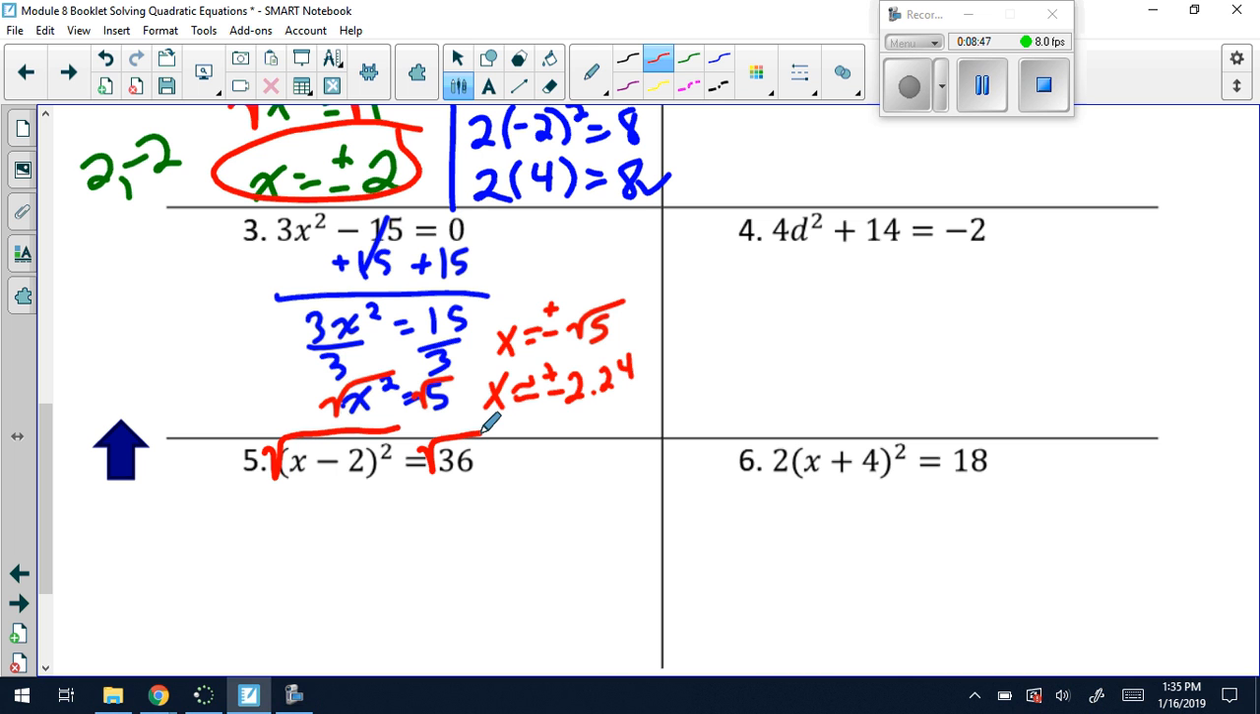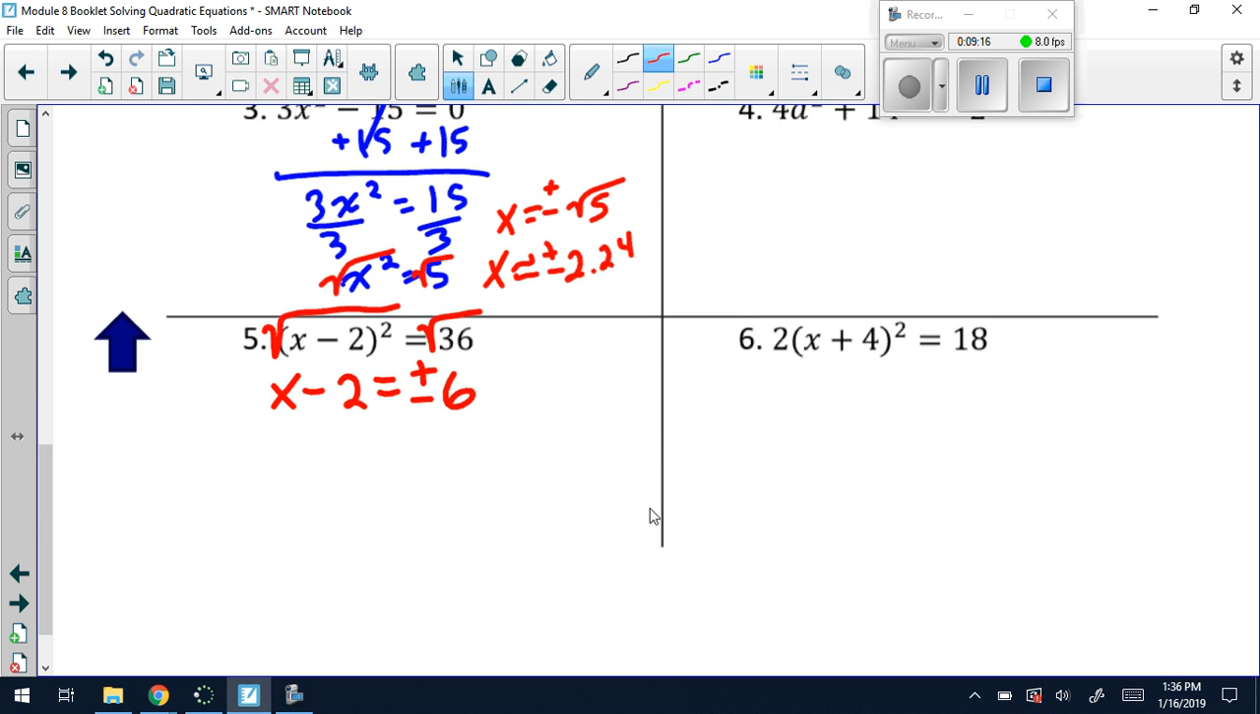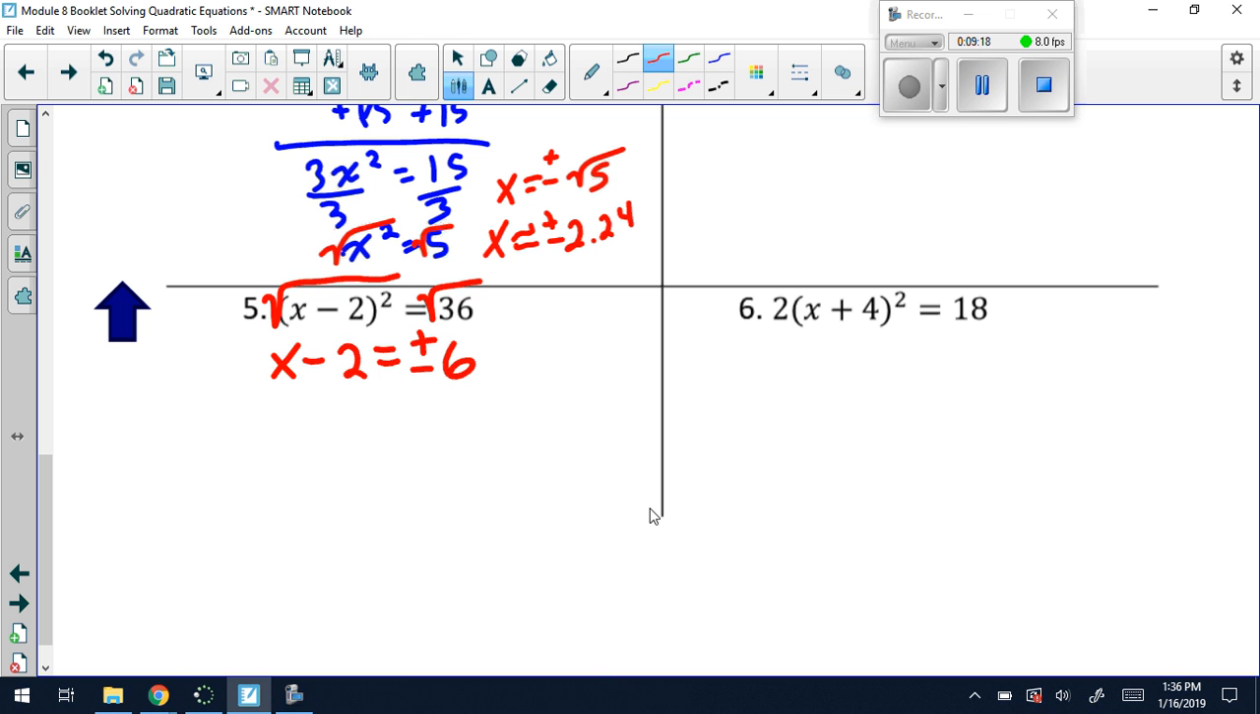Now, I've got to be careful. The square root of x minus 2 squared, those two things are going to undo each other. They're inverses. So that's going to leave me with just x minus 2. And then the square root of 36 is 6. Don't forget your plus or minus. Plus or minus 6. So I've got to deal with the positive and the negative. Whenever I take the square root of both sides, I have to use plus or minus.